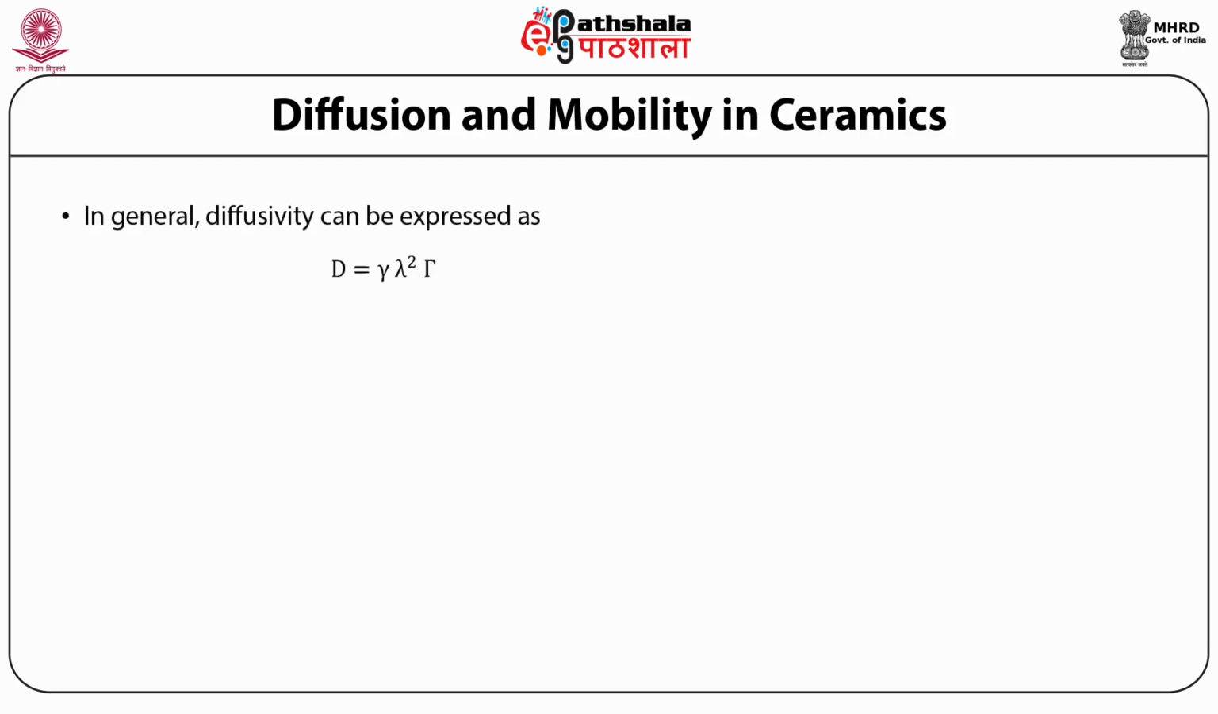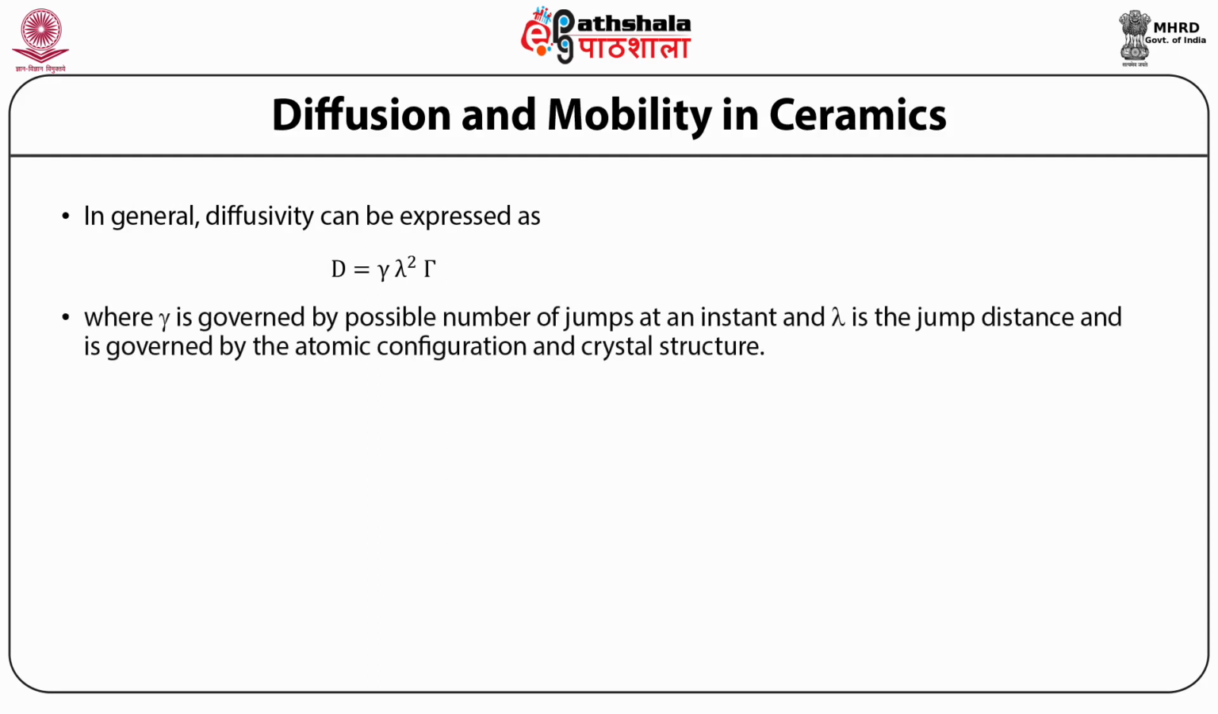So in general, the diffusivity can be expressed as D is equal to gamma lambda square, where gamma is governed by the possible number of jumps at an instant and lambda is the jump distance, and it is governed by the atomic configuration and crystal structure.